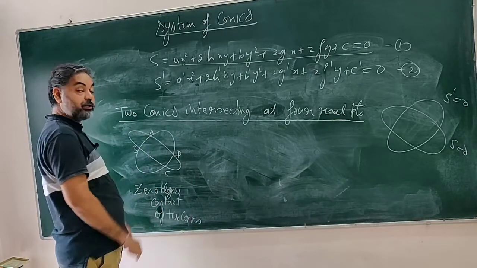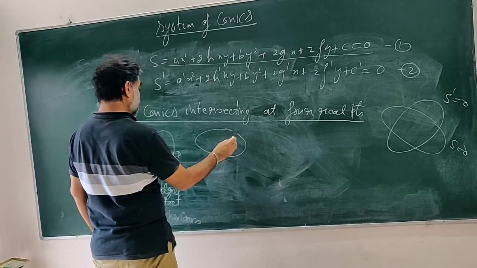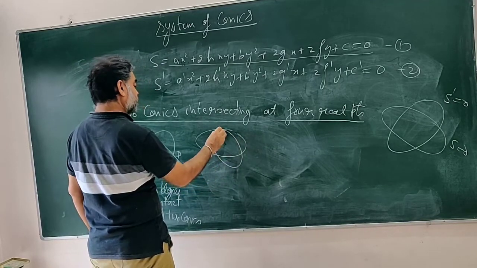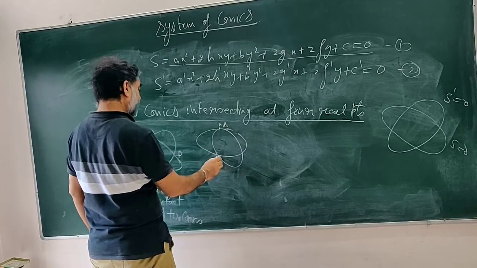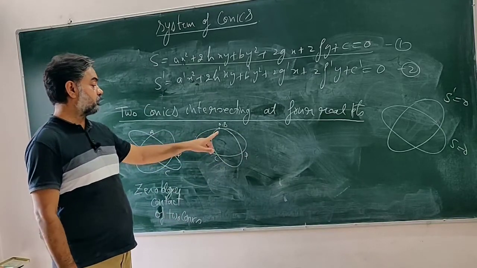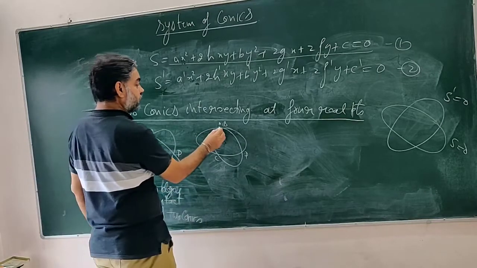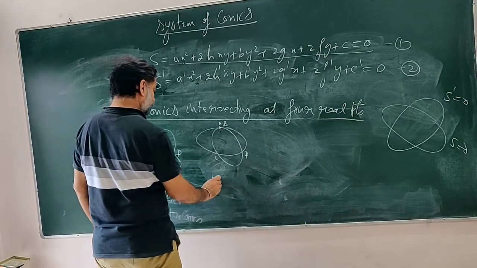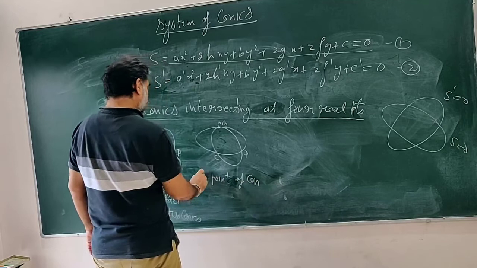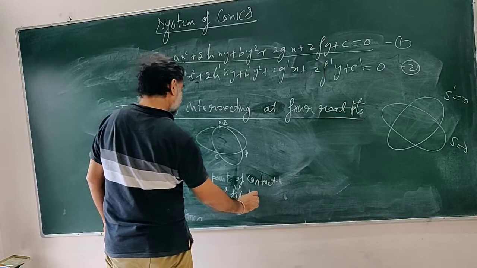This can happen that A and B may coincide. Alright, this is one conic and this is the other conic. A and B both coincide here, and then you have C and D. This may also happen. Then we say that the contact of these two conics is of first order. This point is called a point of contact of first order.